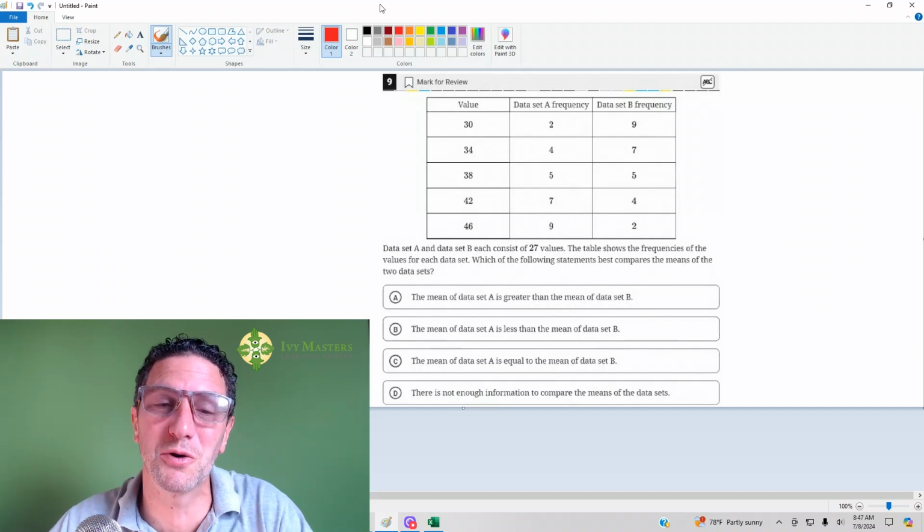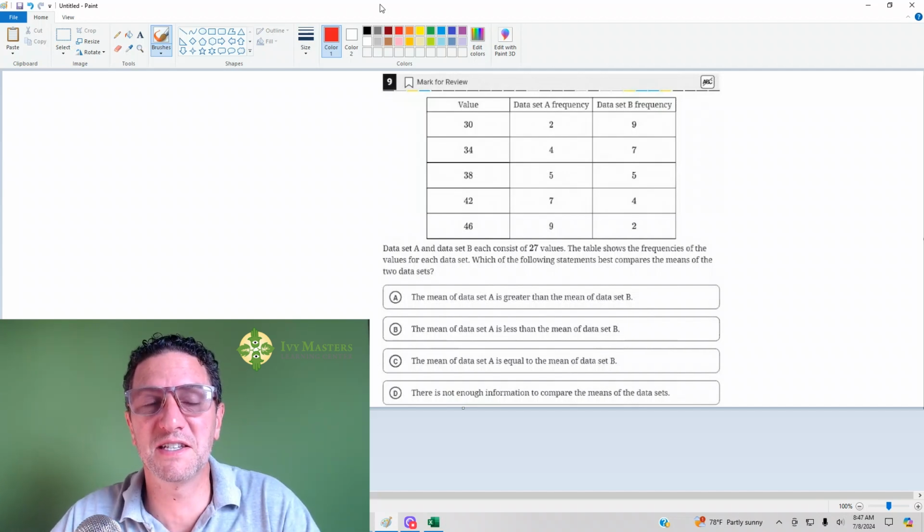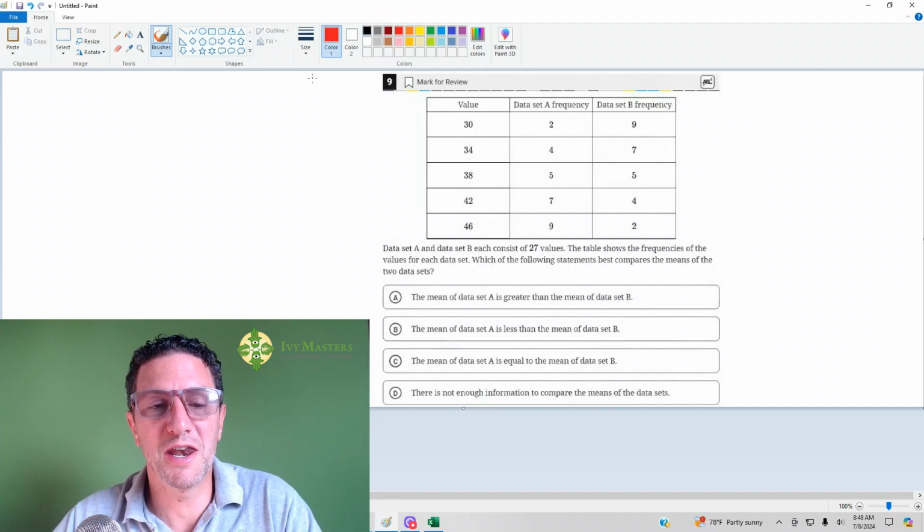And today we're going to look at the ninth question from Digital SAT Test 2, Module 2. It is a hard set of math questions. Number 9 reads, Dataset A, Dataset B, each consists of 27 values. The table shows the frequencies of the values for each dataset. Which of the following statements compares the means of the two datasets?